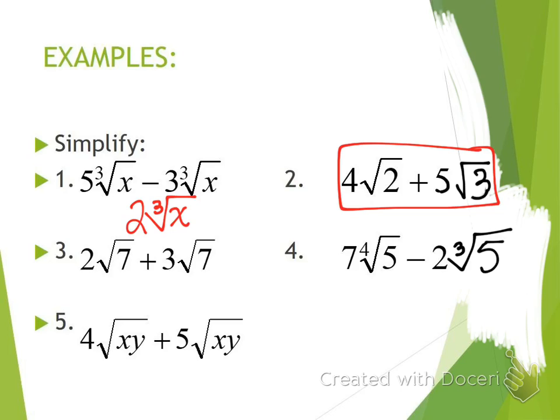On number 3, do we have the same index? Yes. They're both square roots, so they're the same index. Do we have the same radicands? Yes. What is the radicand? 7. So we can take 2 plus 3 and get 5, but we also need to have root 7. The index and the radicand do not change when we combine them. So there is our answer.